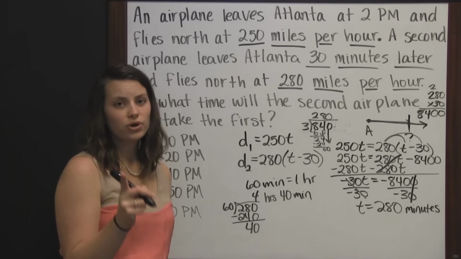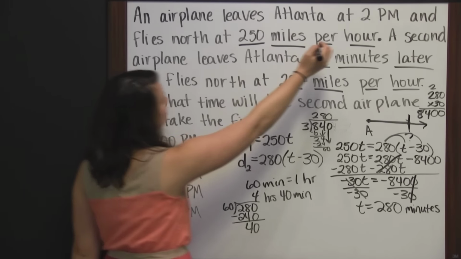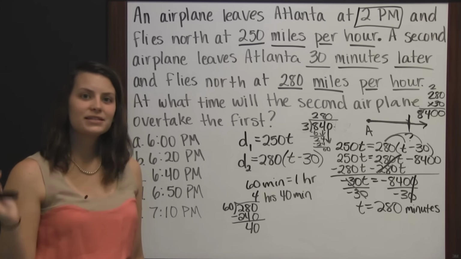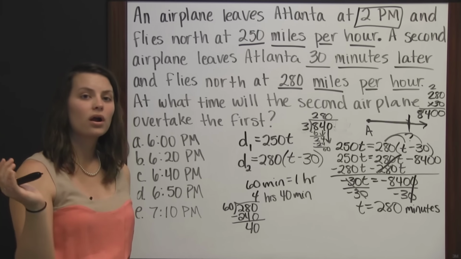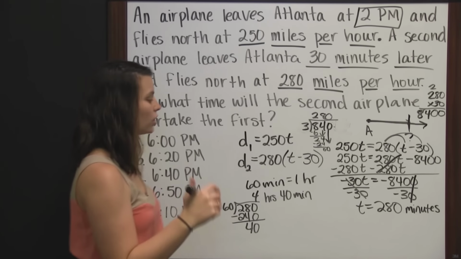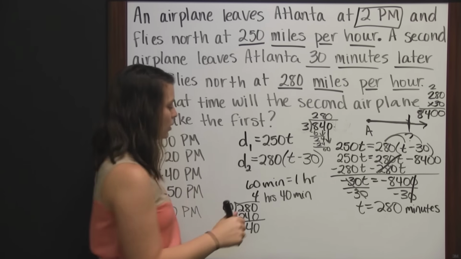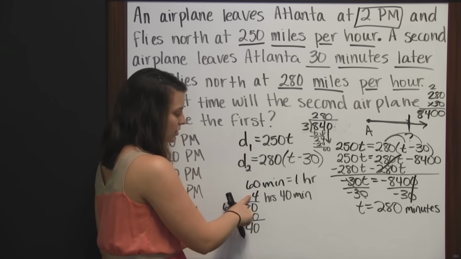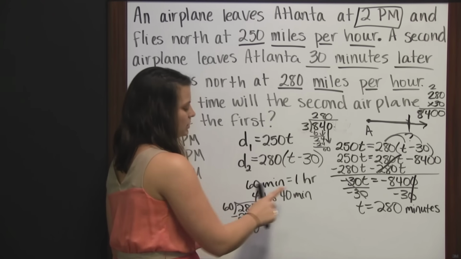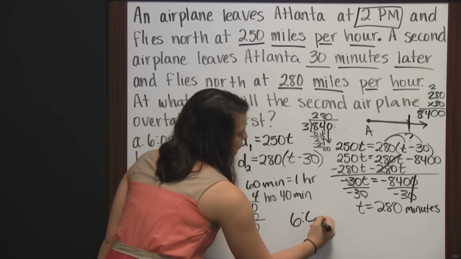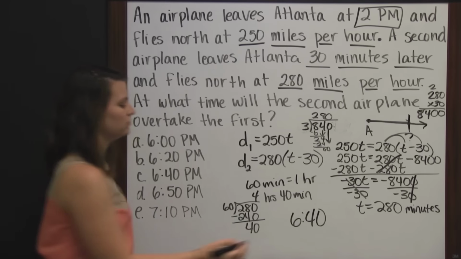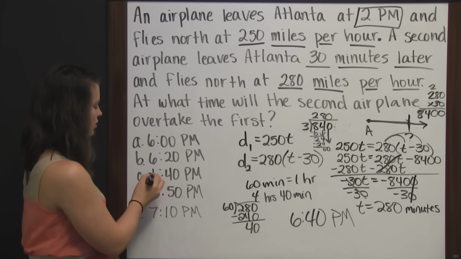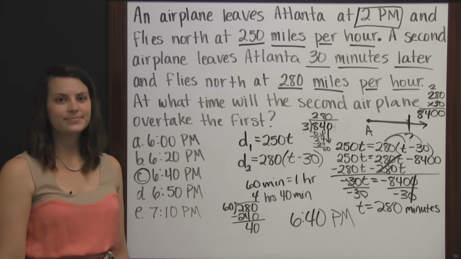So 4 hours, 40 minutes after the first plane left at 2 p.m. is when the second plane overtook it, or caught up with it, or had traveled the same distance. So 2 plus 4 hours is 6 and 40 minutes. So 6:40 p.m. is when that second plane overtook the first. Answer C.